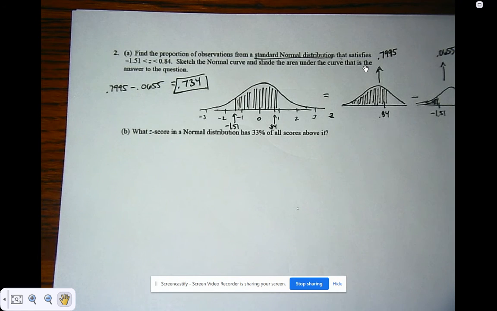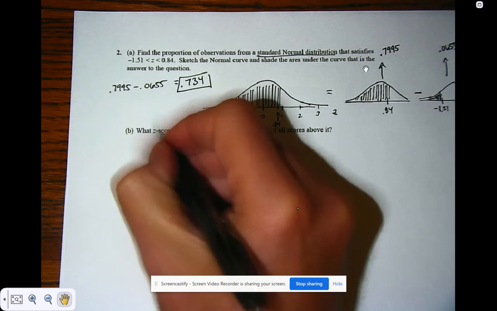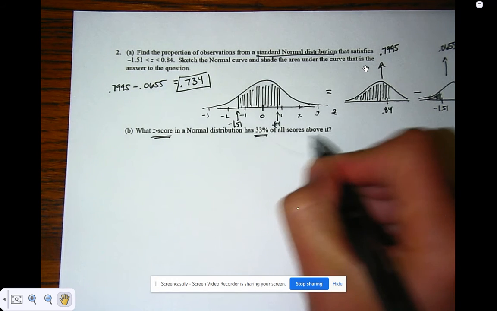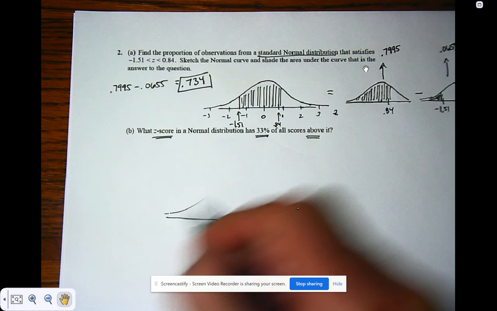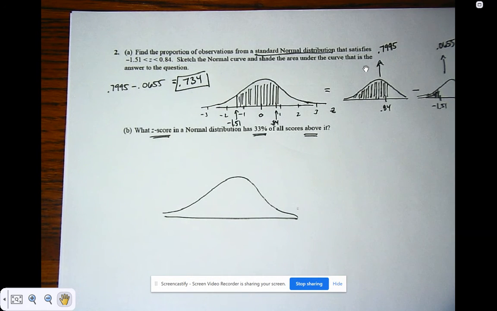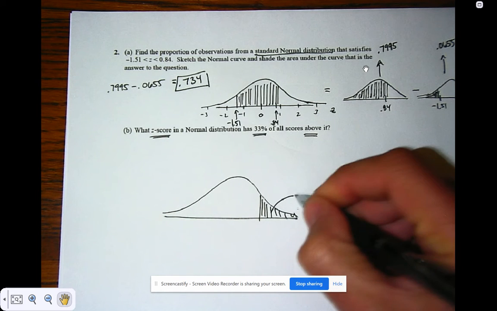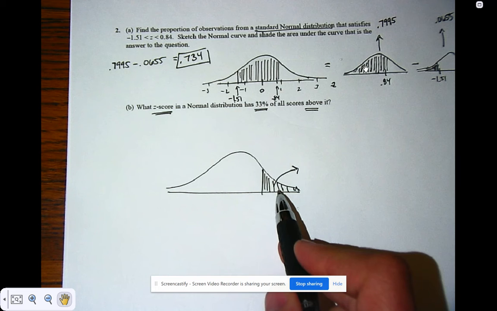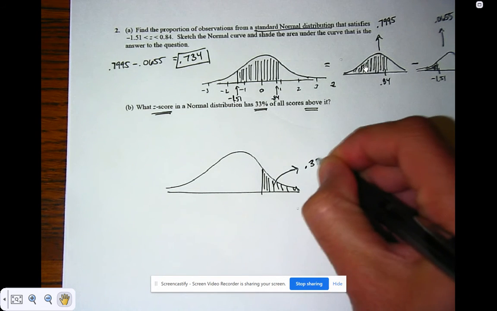The last one here, it says what z-score in a normal distribution has 33% below it? I'm sorry, above it. So a couple things. You're looking for a z-score, and you want 33% above it. So do your sketch. Here is what we're looking for. We want this value right here to be 33%. But remember, these are proportion numbers. So to go from a percent to a proportion, you just move your decimal. This is the same as 0.33.